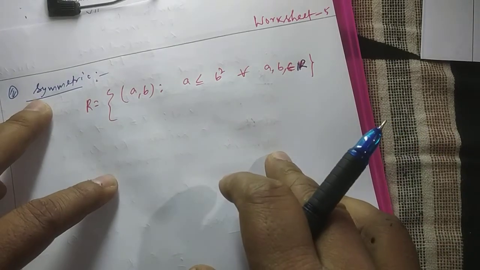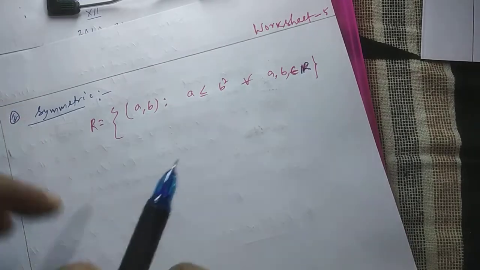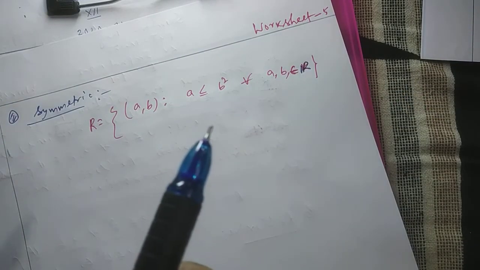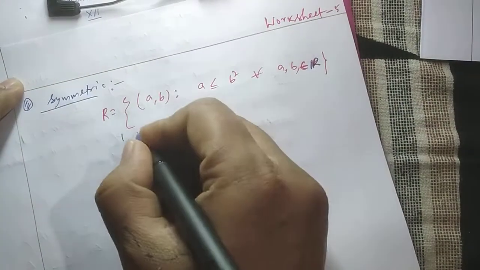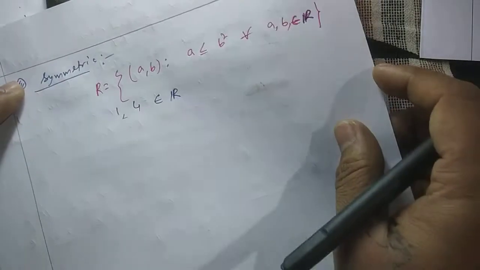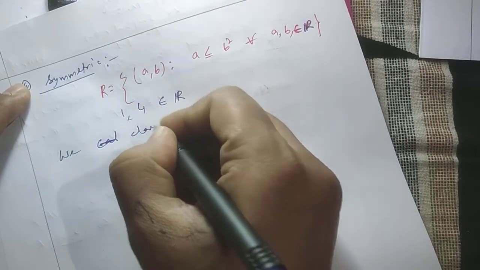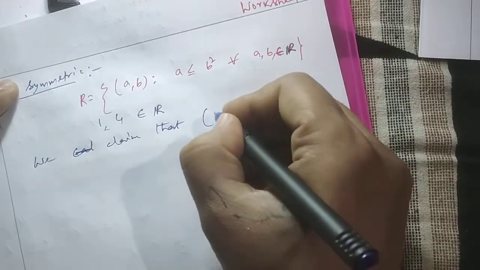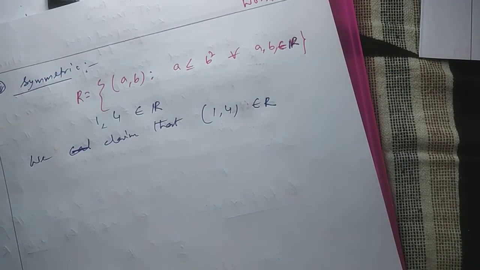Now let us come to the next point to be checked, that is symmetric. We know to be symmetric we need to pick up two distinct elements from the given set. Now let us pick up 1 and 4 from the real number set, because 1 and 4 are real numbers. Now we claim that 1, 4, this ordered pair is satisfying the given relation.